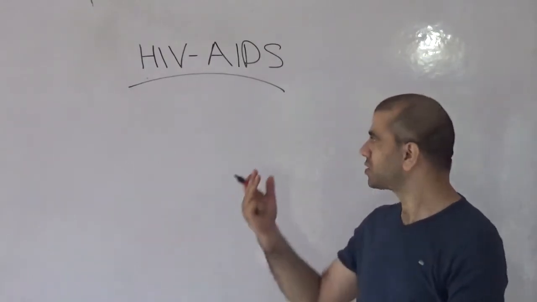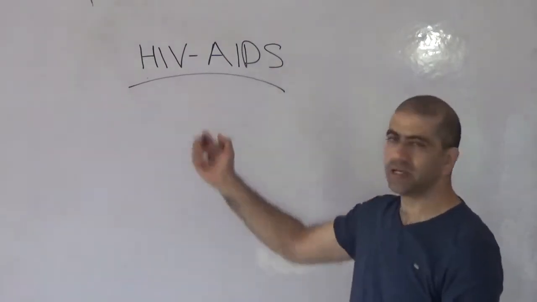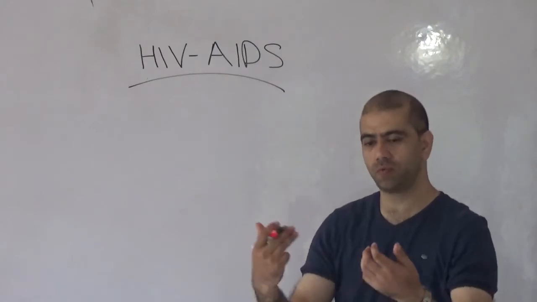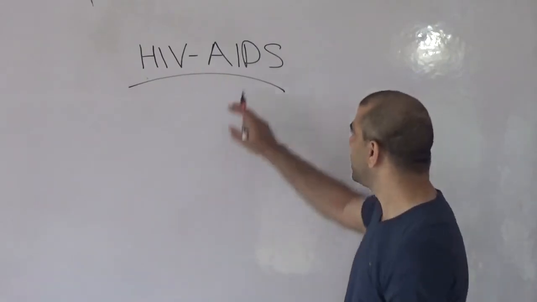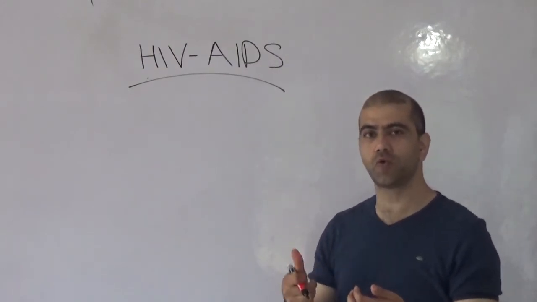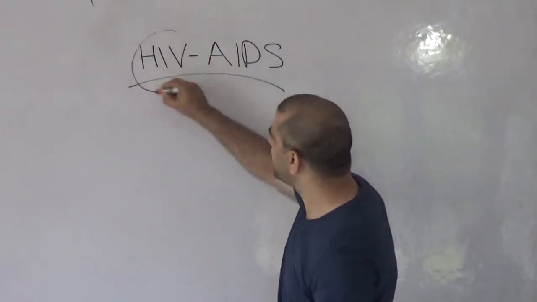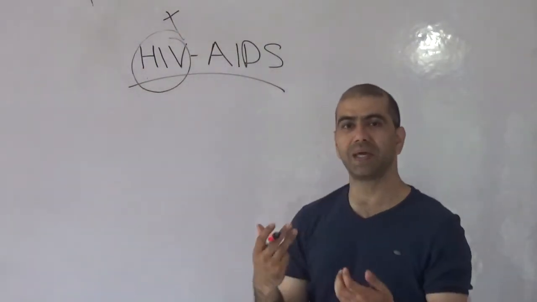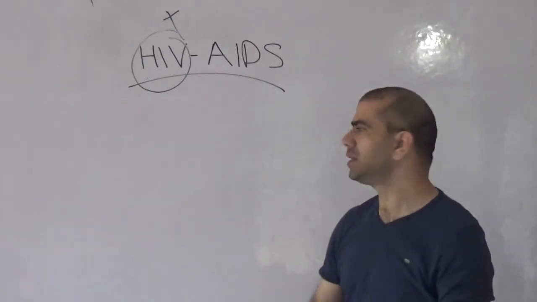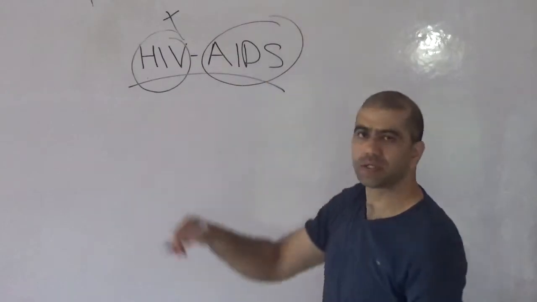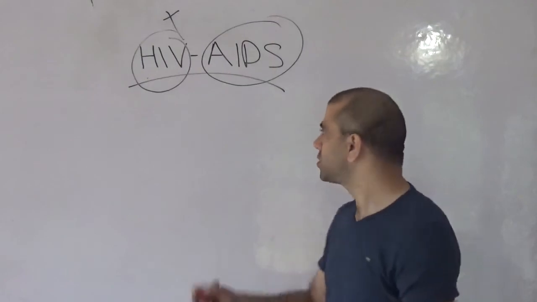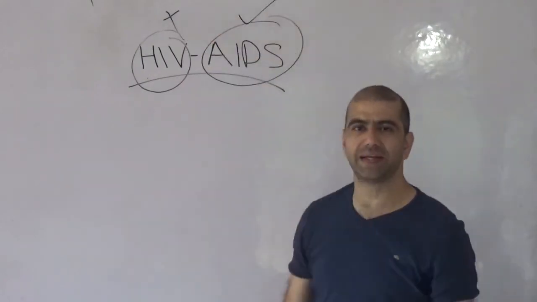So let us talk first about the features of the virus. HIV is called the human immunodeficiency virus because it causes a deficiency of immune cells inside our body. And AIDS is called acquired immune deficiency syndrome. It means a person can be HIV positive but not have AIDS. When HIV progresses through its chronic cycle, it takes around 2 to 10 years for a patient to show the symptoms of AIDS.